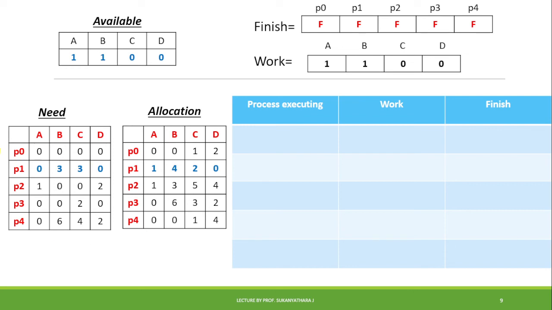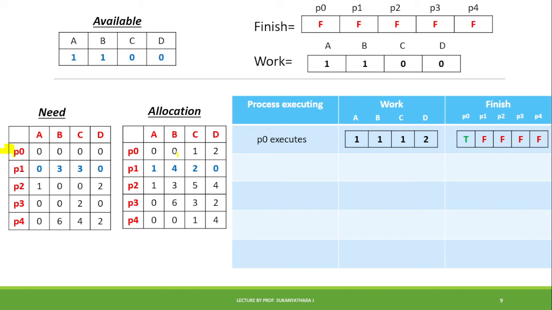Look at P0. Can P0 execute now? Yes, P0 can execute. P0 executes and leaves the system by releasing its allocation. So work equals work plus allocation of P0, and we write finish of P0 is true. P0 has completed execution and left. Now P1, can P1 execute now? No, P1 cannot execute because we have a shortage of resource types B and C in work. So P1 waits, P2 executes.